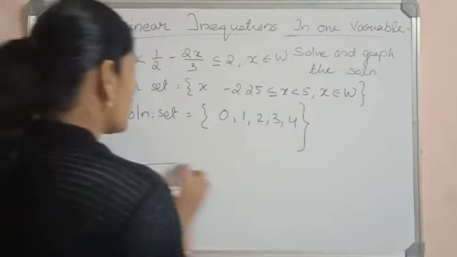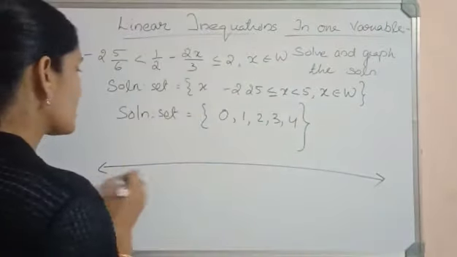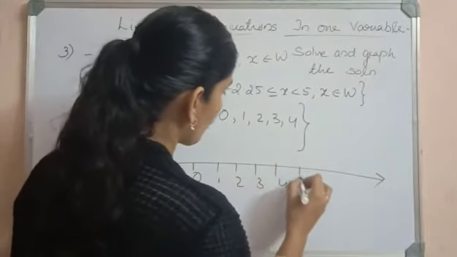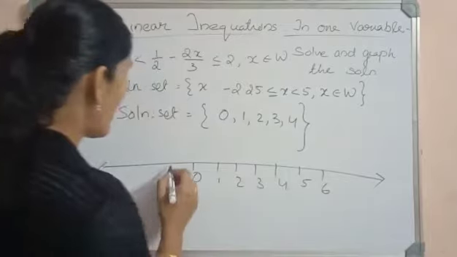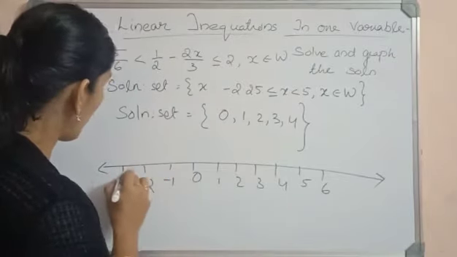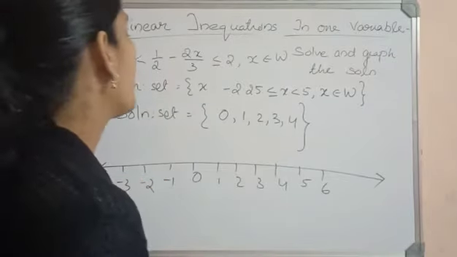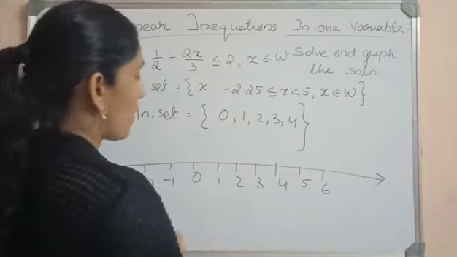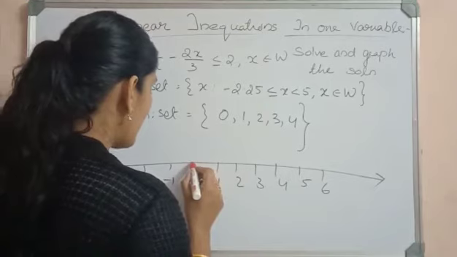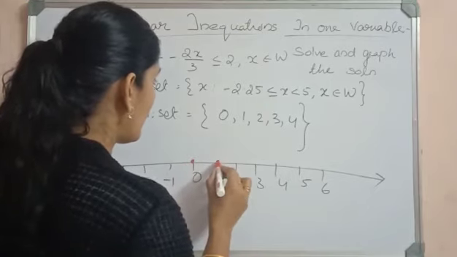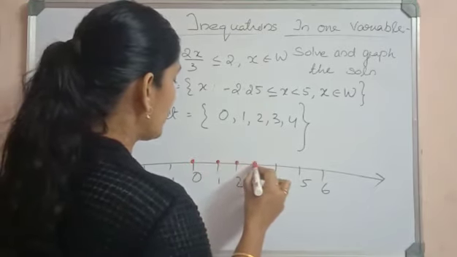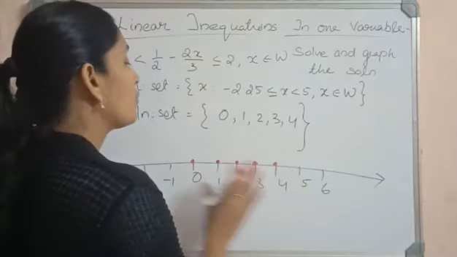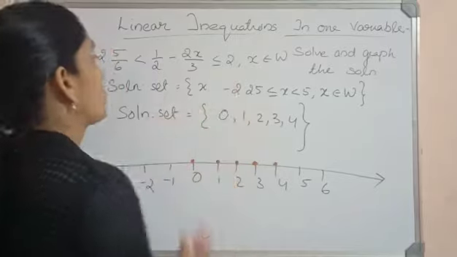Now let's plot this on the number line. We get this as 0, 1, 2, 3, 4, 5, 6, etc. And this side minus 1, minus 2, minus 3, etc. It keeps going. And now we need to mark a dot just above the number where the solution values are. Here our values are 0, 1, 2, 3 and 4. So this is our solution set and this is how we can plot the solution set on the number line.